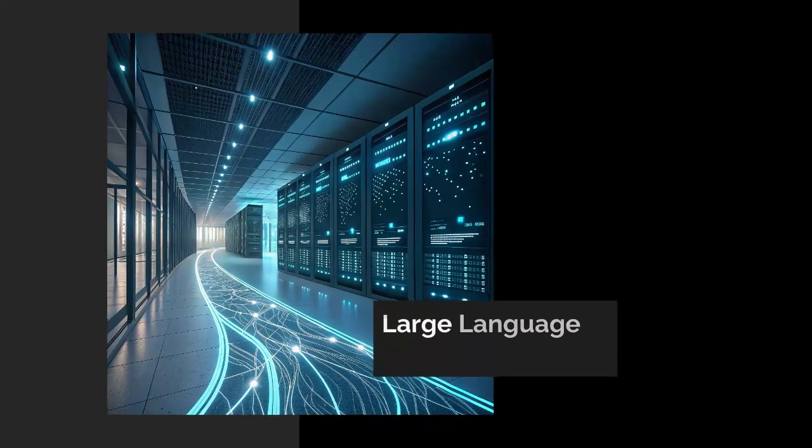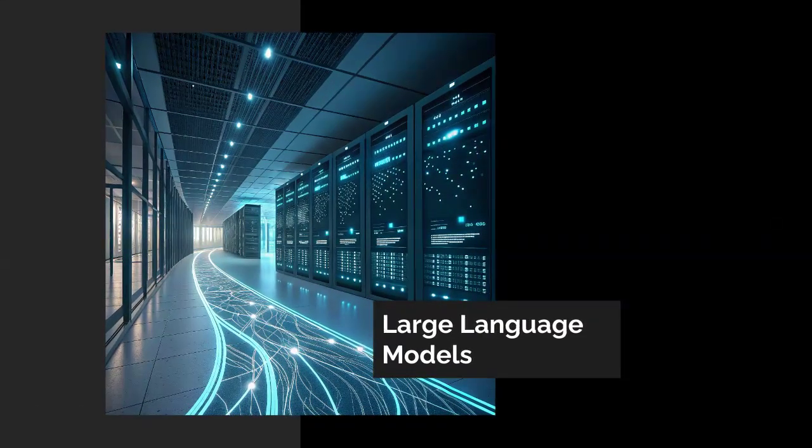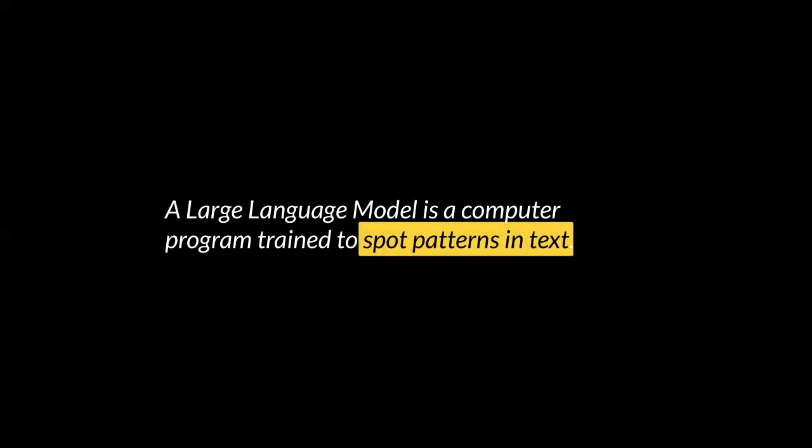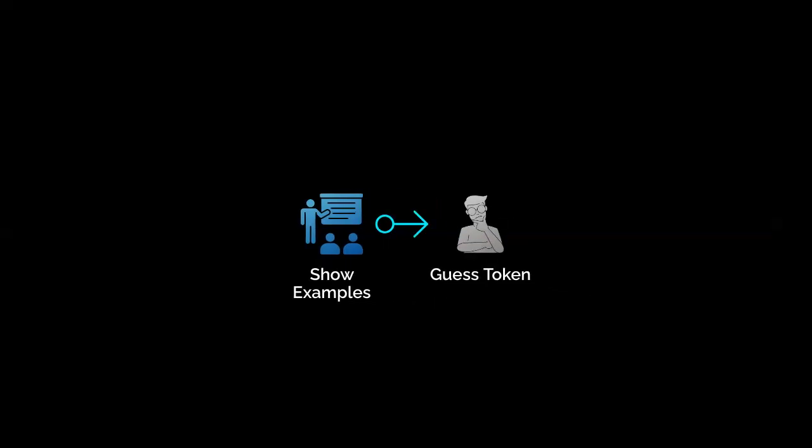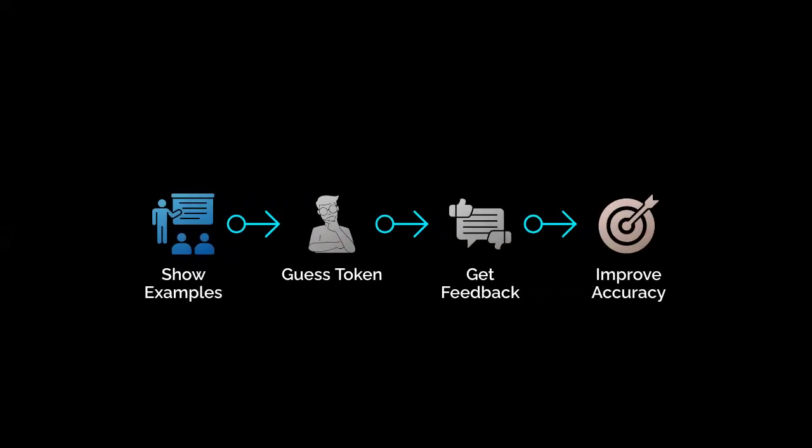So what exactly is a large language model, and how does it do all this? At its core, a large language model is a program trained to spot patterns in text. Training works in cycles. Show the model examples, let it guess the next bit, give feedback, and watch it improve over months of practice.